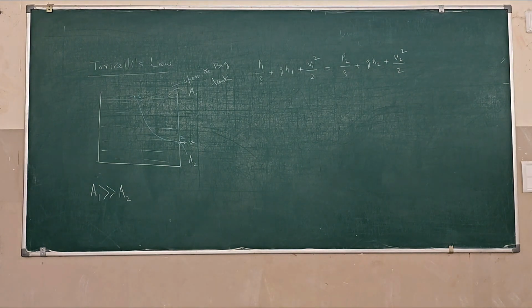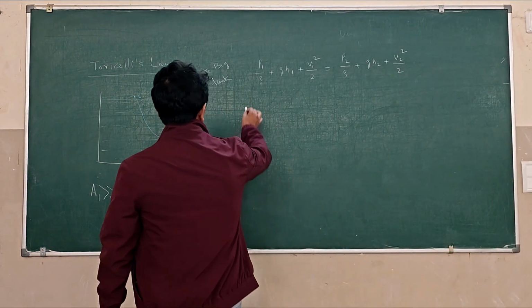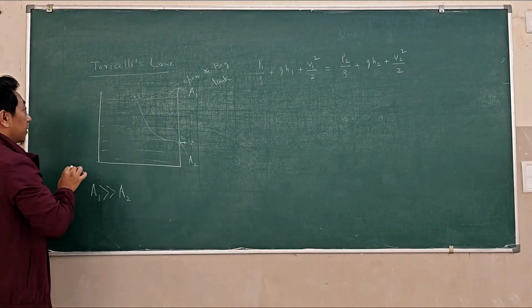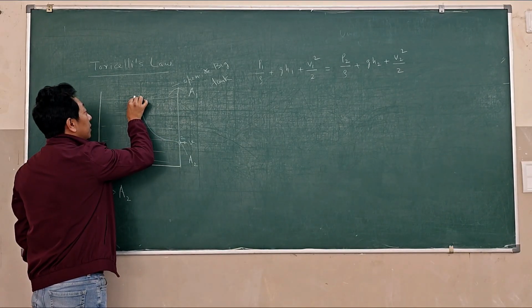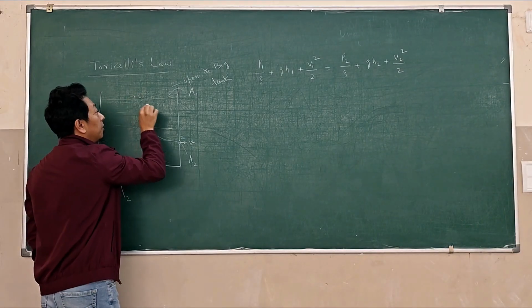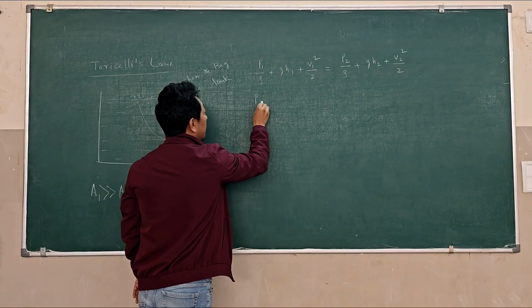Let us now discuss what are the values of pressure, height and velocity at these 2 points. Now look carefully. This point is open to whom? Atmosphere. So pressure here will be what? P atmosphere.